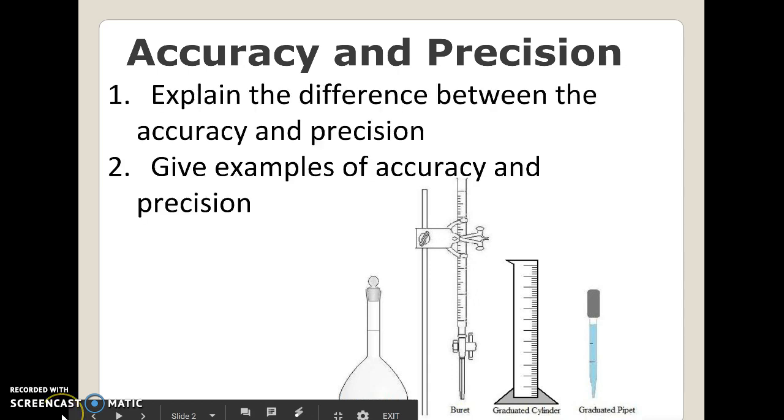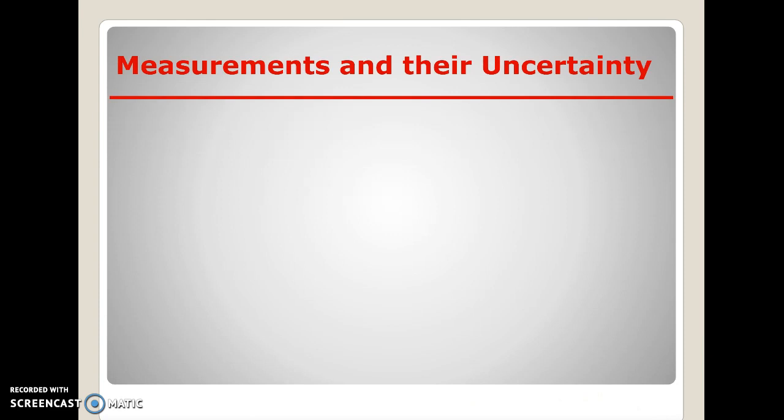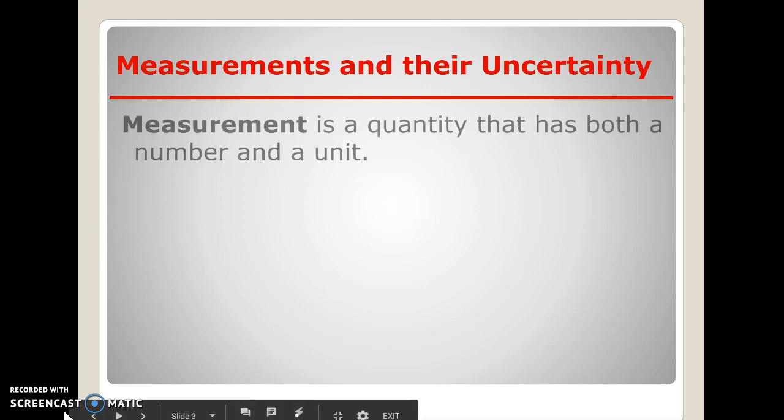So, at the end of this, you should be able to explain the difference between the accuracy and precision, and give examples of accuracy and precision. And we are going to be doing a measuring lab on Monday, and the measuring lab is going to relate to accuracy and precision. So it's all about measuring. Our lab on Monday will be tools of measuring.